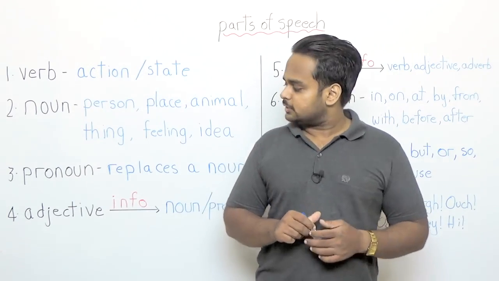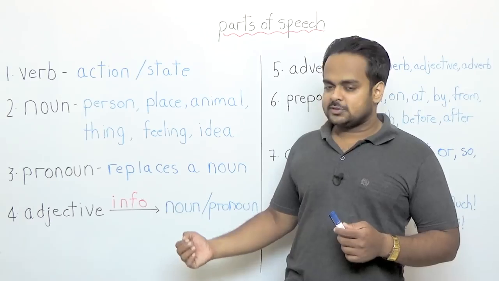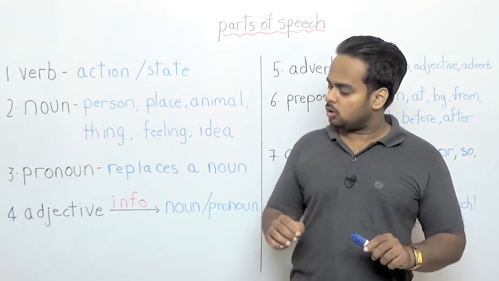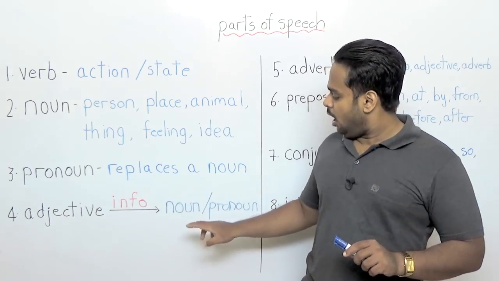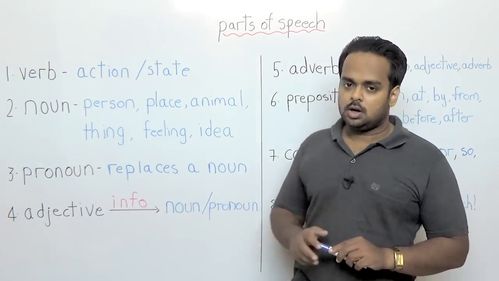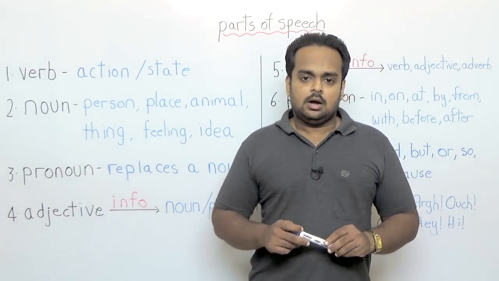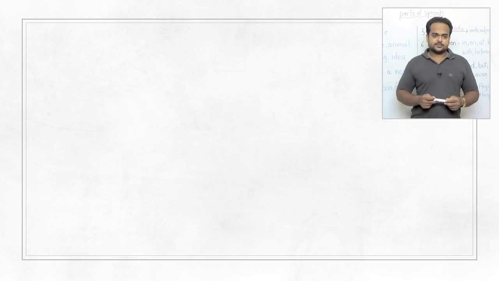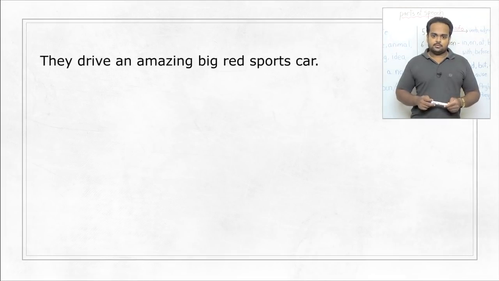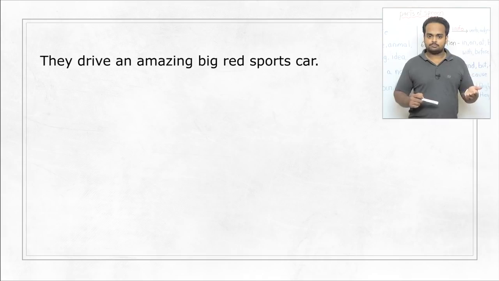Okay, the next part of speech is the adjective. An adjective is a word that gives us information about a noun or a pronoun. Have a look at this sentence. They drive an amazing big red sports car. Here, the noun that we are interested in is car. So can you identify all the adjectives that give information about car?